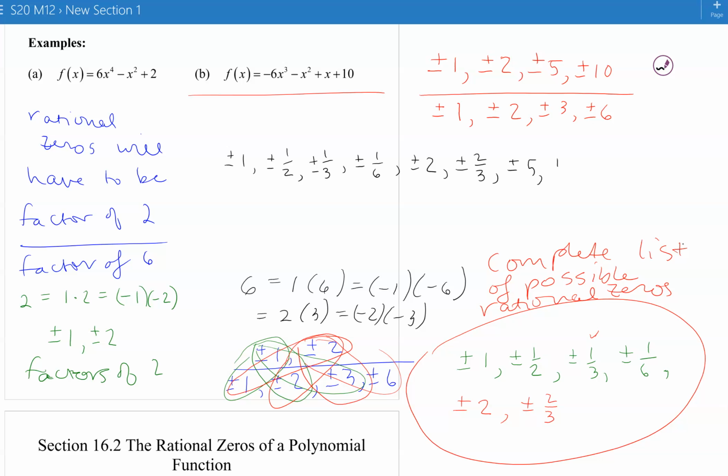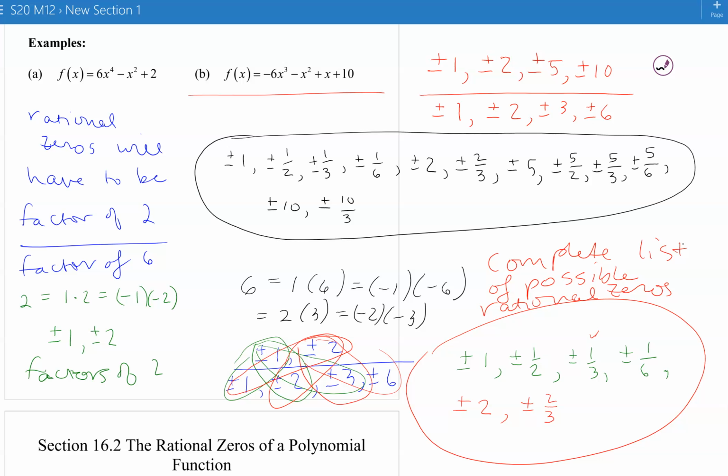Plus or minus 5, plus or minus 5 halves, plus or minus 5 thirds, plus or minus 5 sixths, plus or minus 10, but I already have plus or minus 5, plus or minus 10 thirds, and then 10 sixths would be 5 thirds, so I already have that one. So this is the complete list. So I'm going to pause here and come back and do a second part to the video where we're going to actually find some rational zeros.